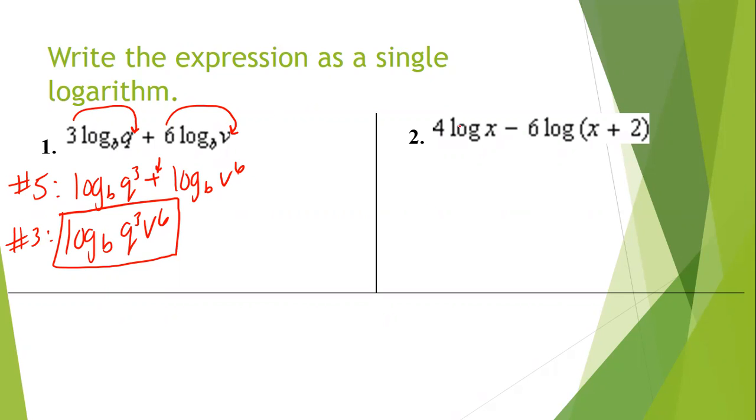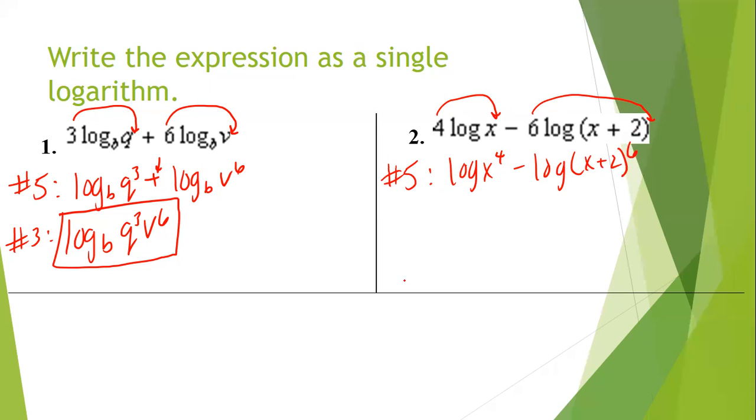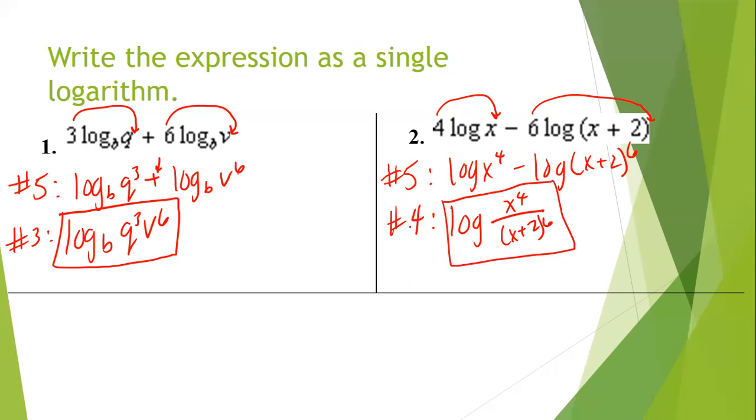All right, so first thing, you should always check property number 5. Can we apply property number 5? Yes, so we could take our factors and turn them into powers. So we have log of x to the 4 minus log of x plus 2 to the 6. Because the bases are the same, and this is subtraction, I know that I'm using property number 4, the quotient property, right? So this becomes log of x to the 4th divided by x plus 2 to the 6. And that is your 1 log.